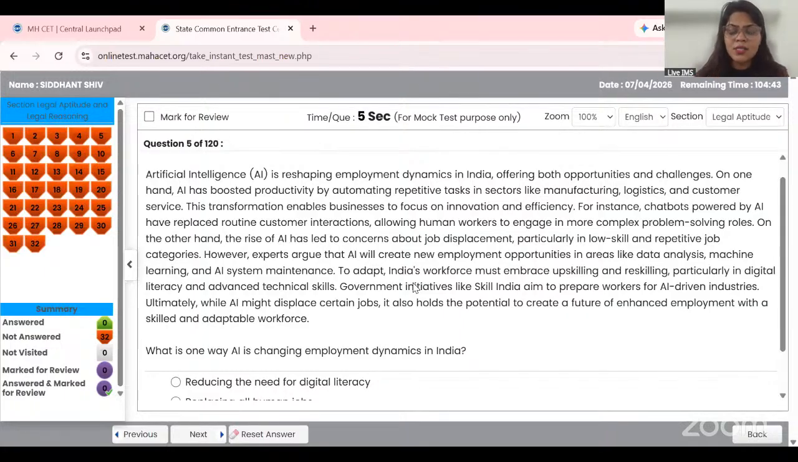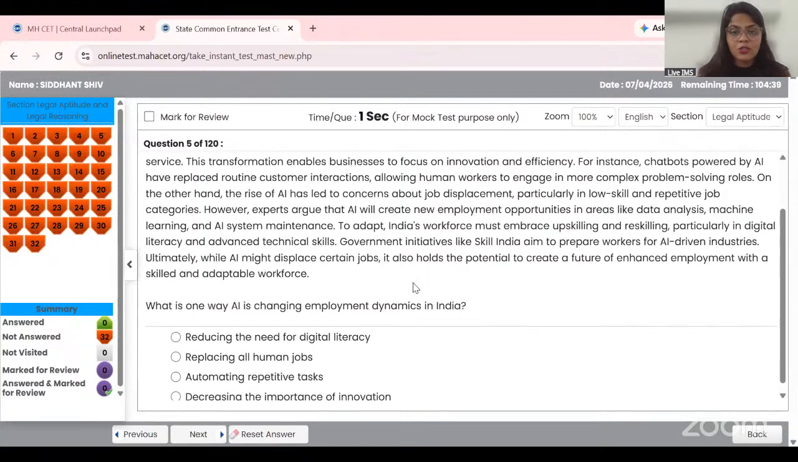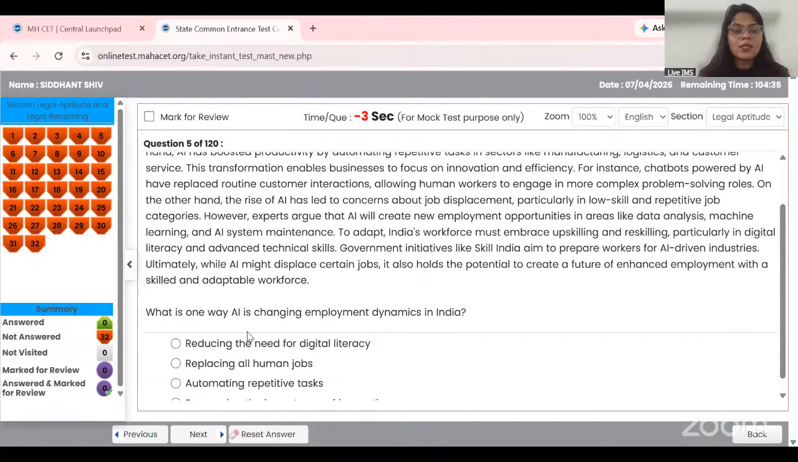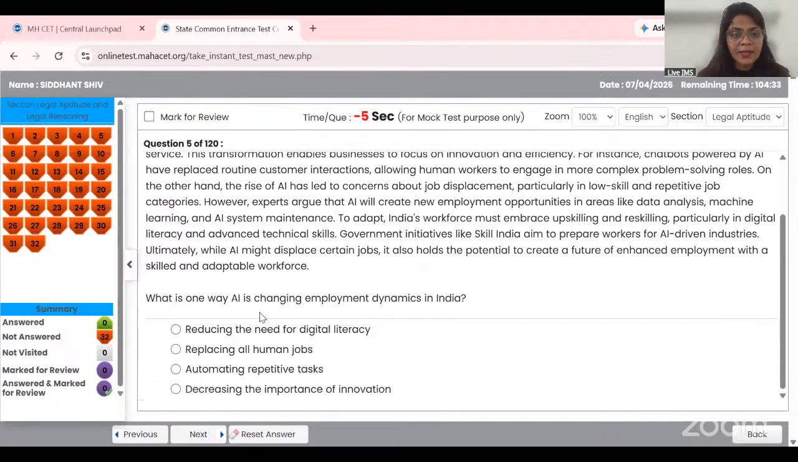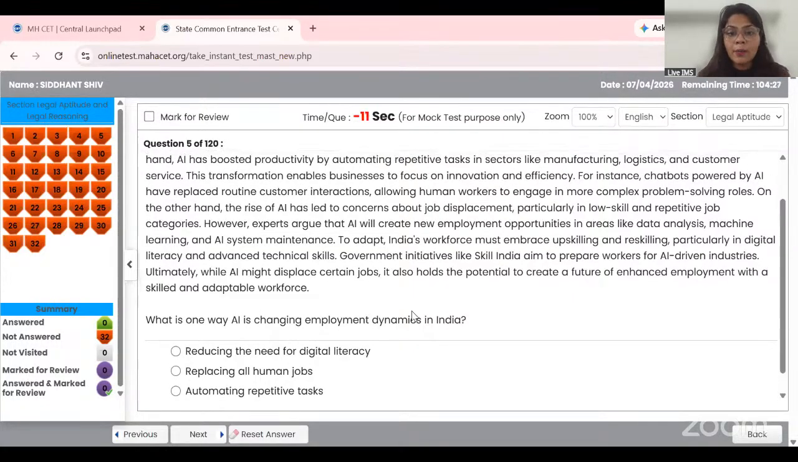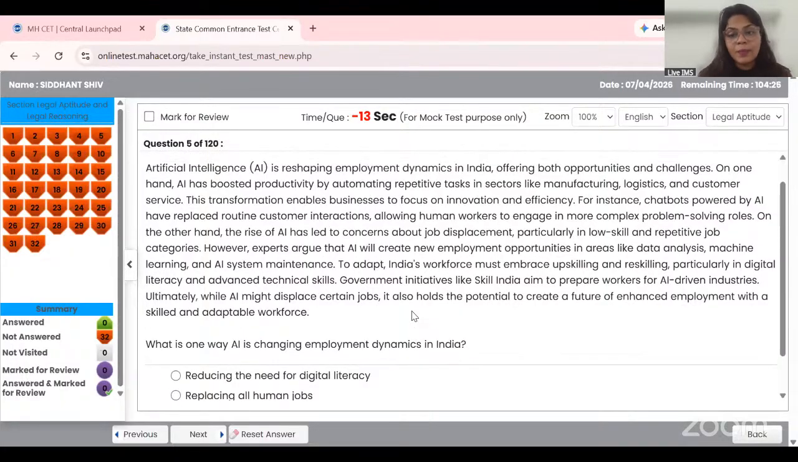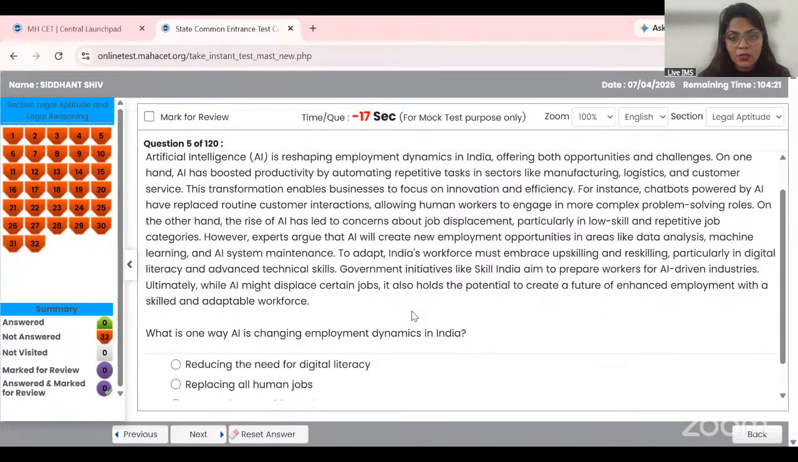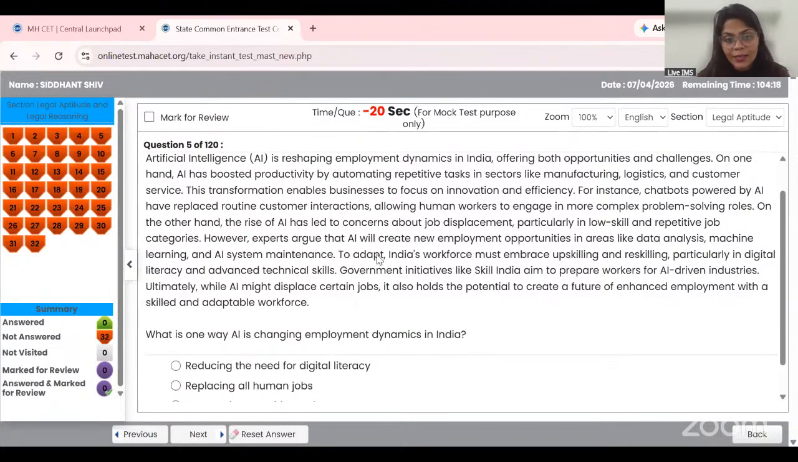That is something which is mentioned in this article, right? So now let us look at the question and I will tell you how we can go about it, right? So when you look at this first question, it is saying, what is one way AI is changing employment dynamics in India? When we talk about employment dynamics, this particular information is already given in your passage. It is given in the last sixth line of your passage.